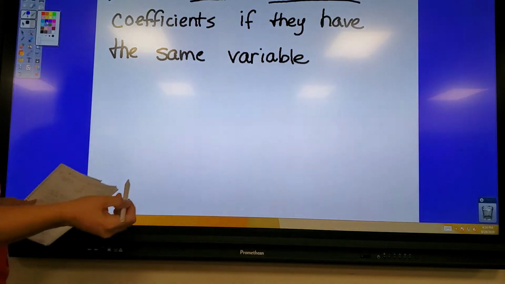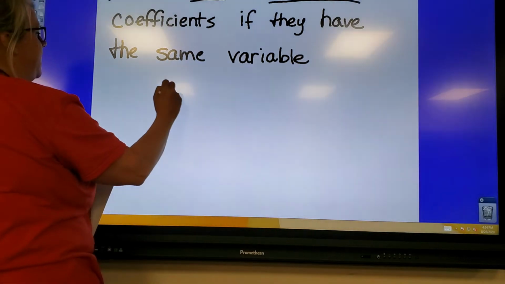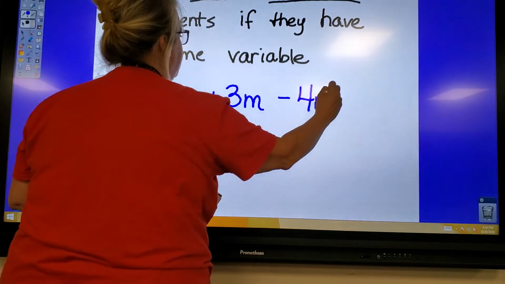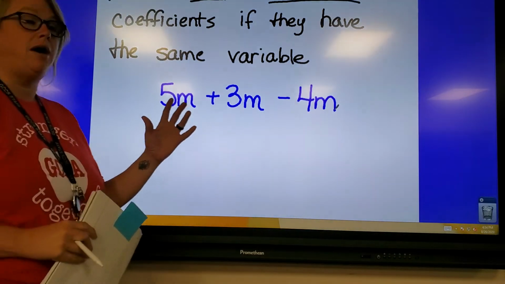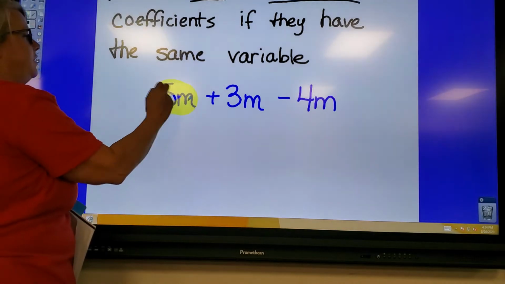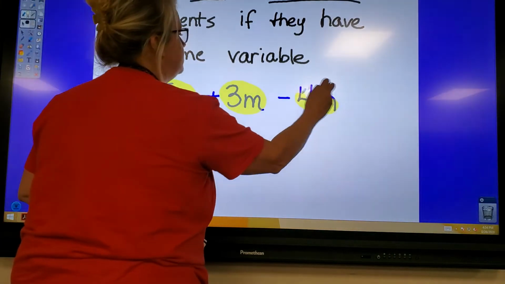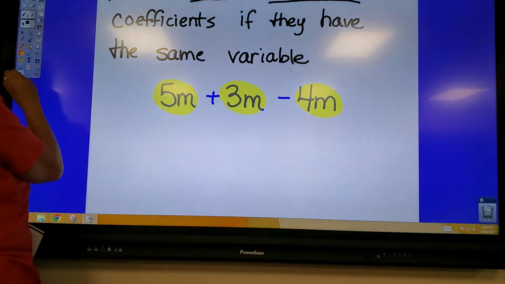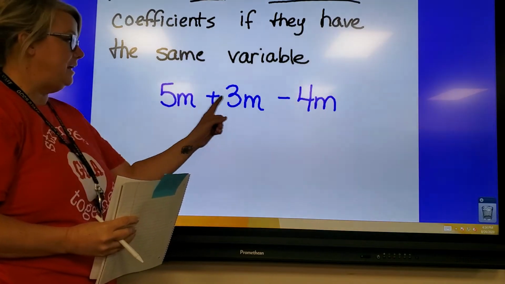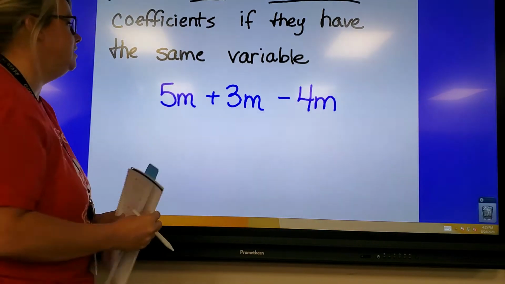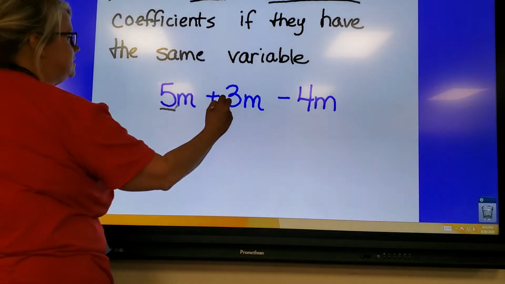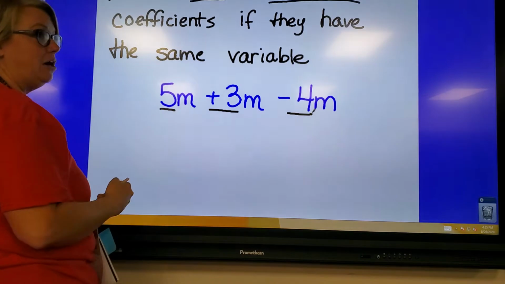So for instance, if I had the example of 5m plus 3m minus 4m. This is made up of 3 separate terms. Terms are always separated by plus and minus signs. So we have 1 term, 2 terms, 3 terms, okay? 3 separate terms. And each one of these terms has an m in it, and then it has your coefficient. So when you're combining your like terms, what you're really doing here is you're just going to add and subtract these 3 coefficients.